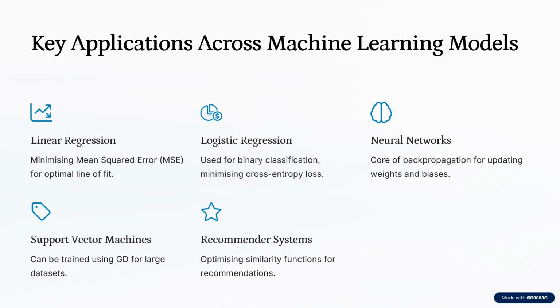And then we have support vector machines, which can be trained using gradient descent for large data sets. And last, we have recommender systems, optimizing similarity functions for recommendations.